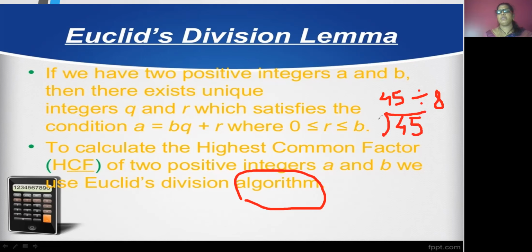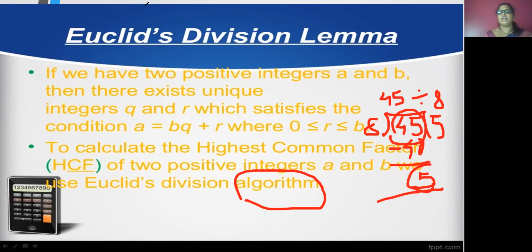What is the quotient here? 8 5s are 40. Yes, 8 5s are 40. And the remainder, if you subtract, what will we get? 5. So what is the quotient here? 5. And 8 is the divisor. What is the remainder? 5 again. And the dividend is called 45.